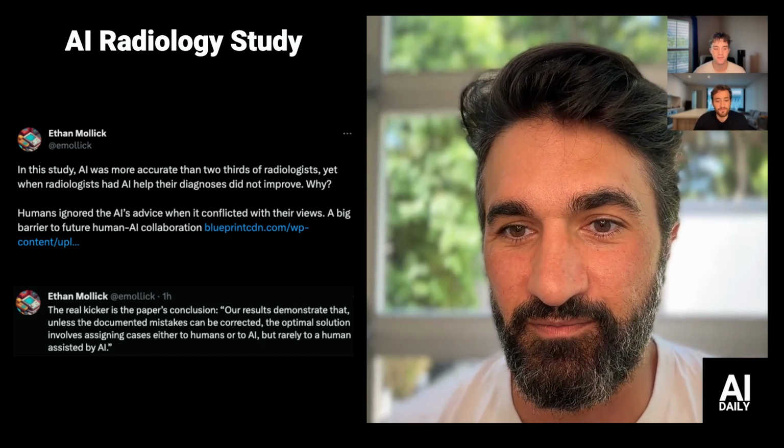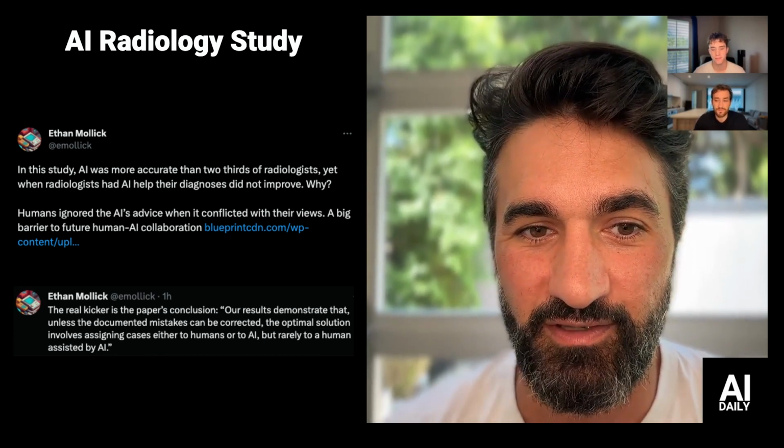We'll be ineffective babysitters of AI until we can blame the AI. Until you can underwrite the AI, you'll still have to underwrite the person.